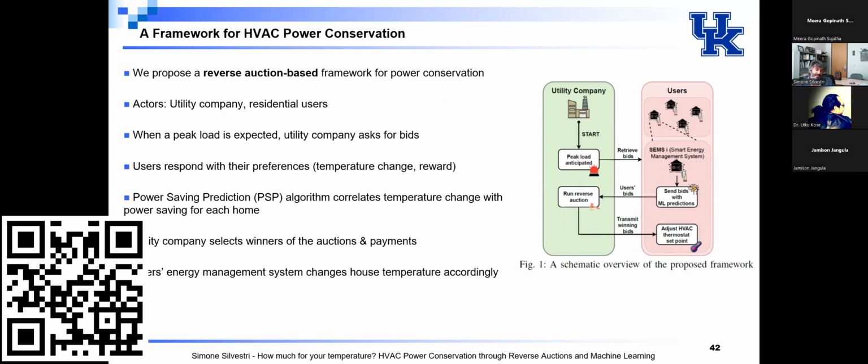It translates a change in the temperature into an actual reduction of energy consumption. This is sent back to the utility company, which decides who the winners of the auction are, and then communicates this to the users, who actually reduce their energy consumption. The users here are not really involved explicitly. What we envision is an energy management system in the house that provides the bidding according to a predefined profile, and at the same time adjusts the temperature if the user wins the auction.